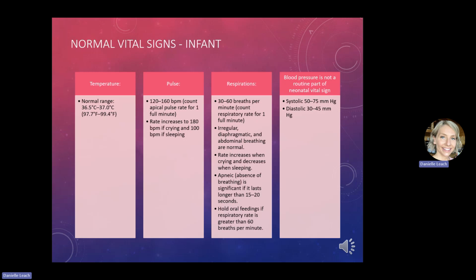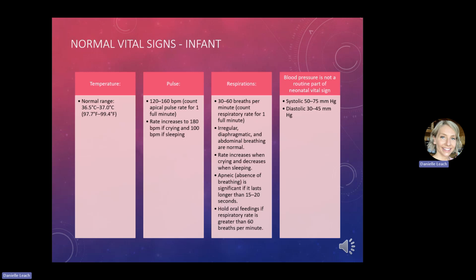We can count the apical pulse rate for 1 full minute. Of course, the rate is going to increase if the baby's crying. So not a great time to check the pulse rate during crying. And then it could be a little bit lower if they are in a deep sleep.